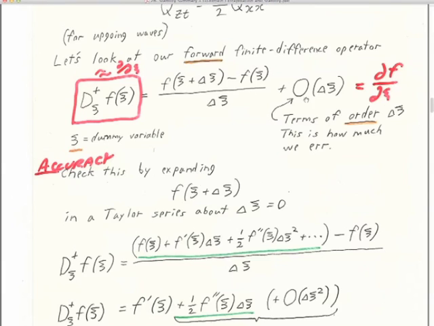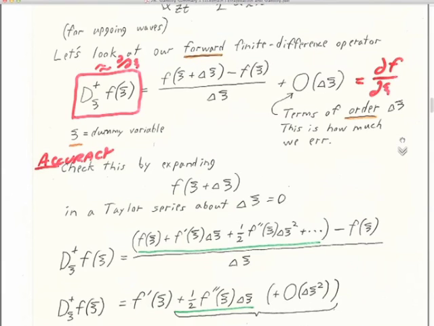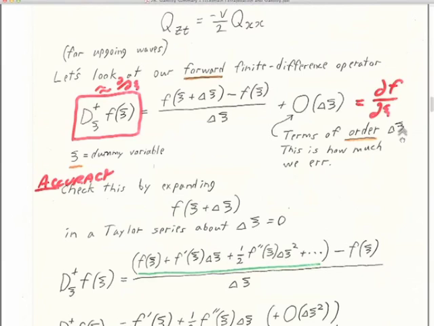Okay, if you add terms of order O(delta zeta), then you will be equal to the actual derivative. So we have our finite difference, and then we have to add or subtract something, and then we'll have our actual derivative. And so what we're interested in figuring out is how accurate is this?